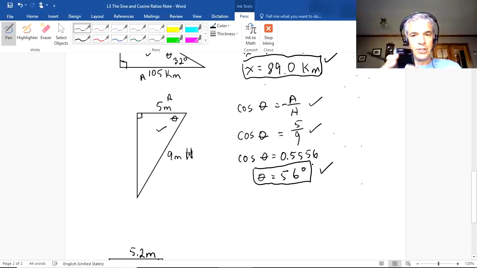Another way to do it is using your calculator. If I turn my calculator on, I can do something called second function, or shift in my calculator, shift cos, and then it comes up where I can put in the value 0.5556 and say equals, and it will give me the angle. And again, it gives me 56.2, which is really just, I'm going to write as 56 degrees. So we had it right off the tables, and now we've got it here.